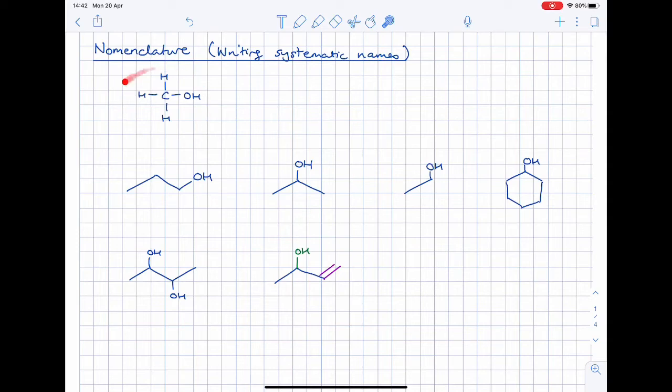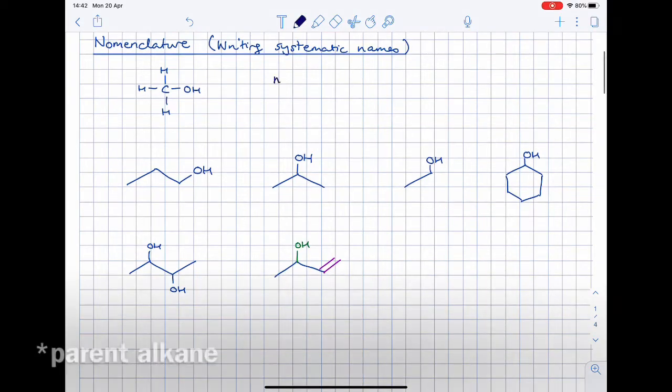The simplest alcohol is this one here, and it's got one carbon, so it's based on methane. So the parent compound would be methane. And because it's an alcohol, it's got this hydroxyl group. So we take away the E on the methane and replace it with OL for alcohol. So we write OL for methanol there. So that's methanol, the simplest alcohol.